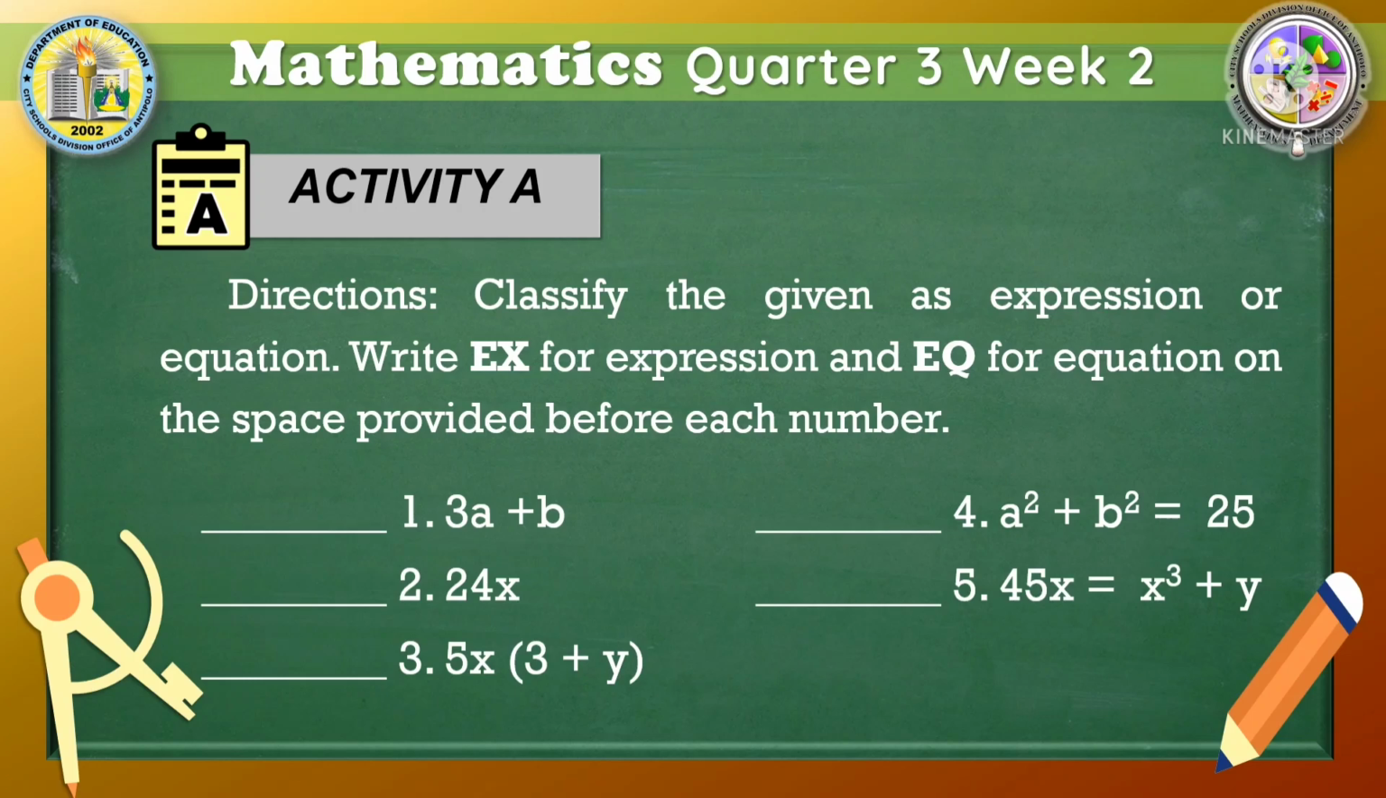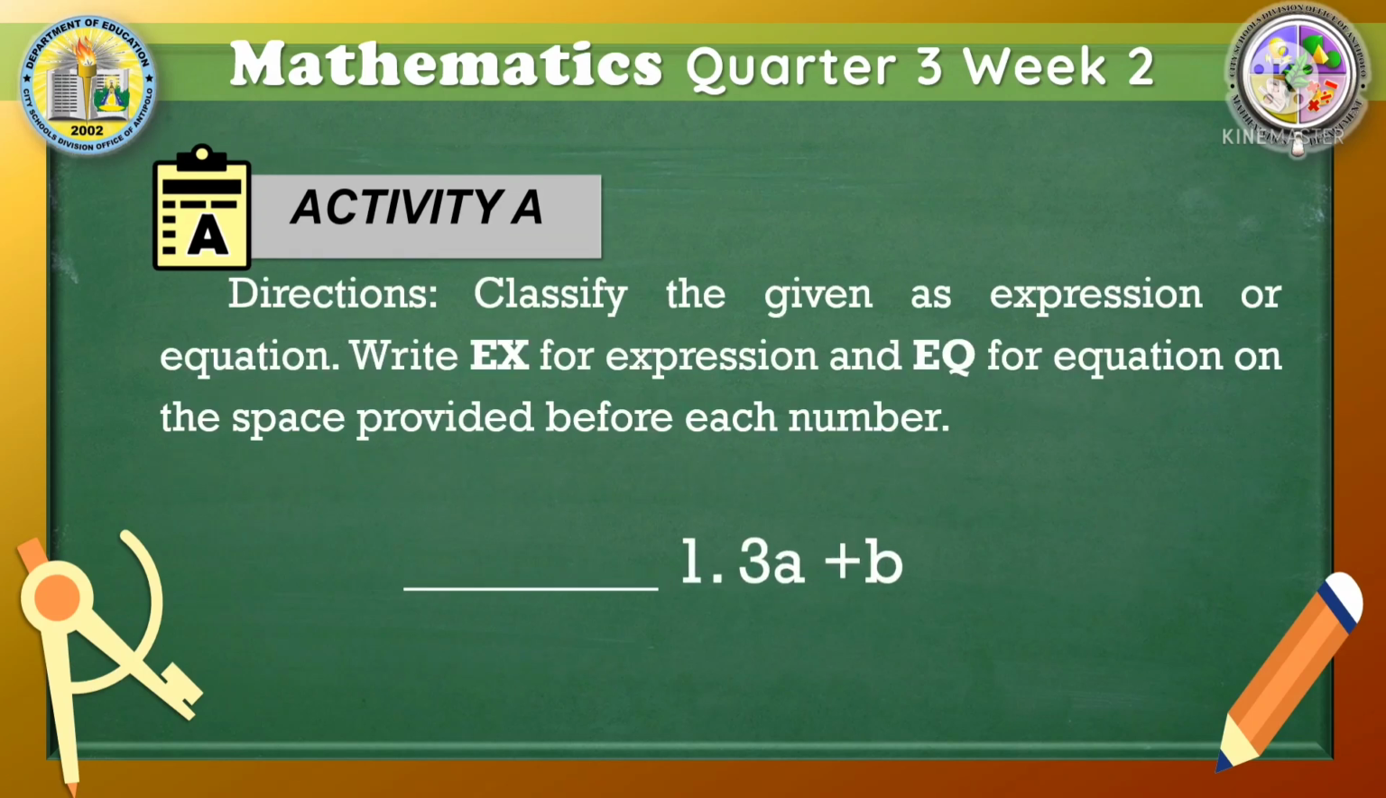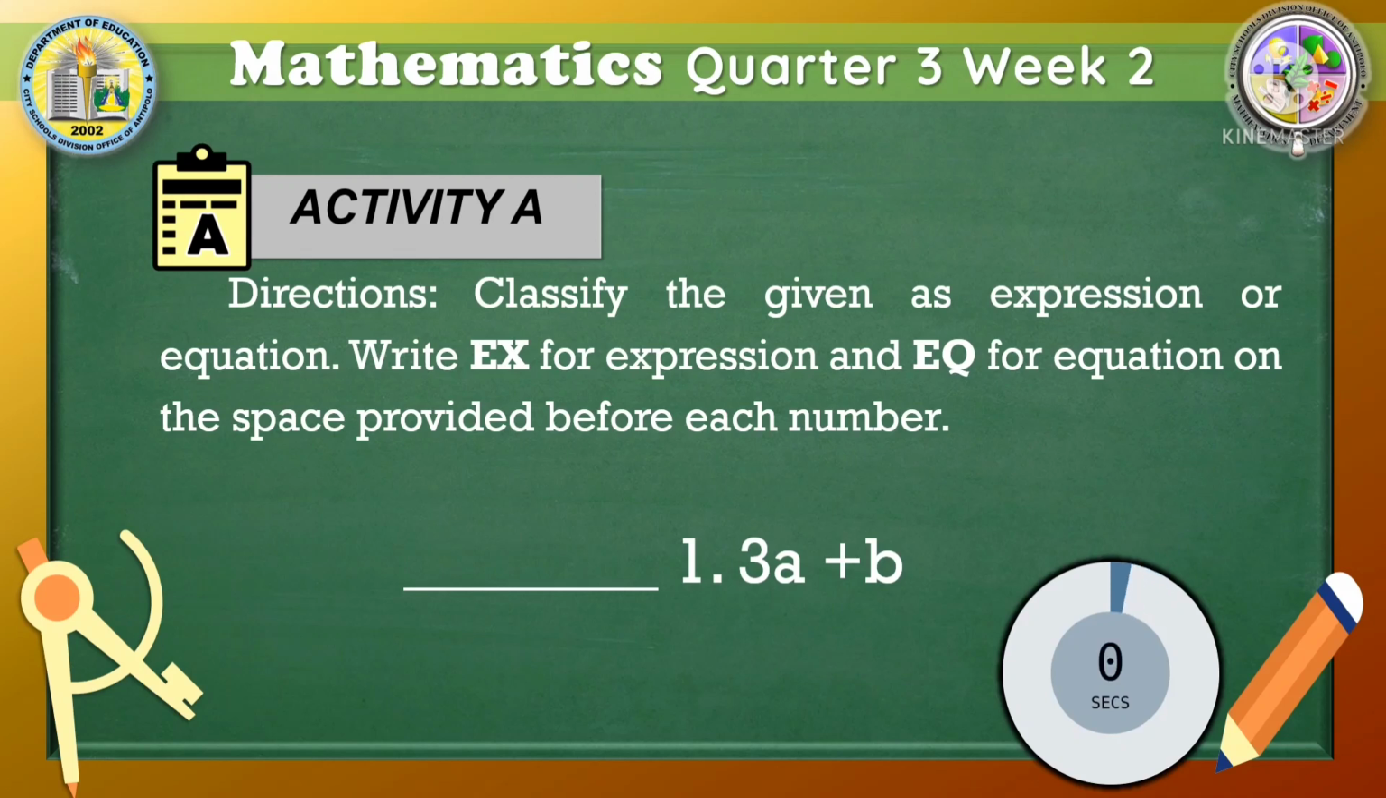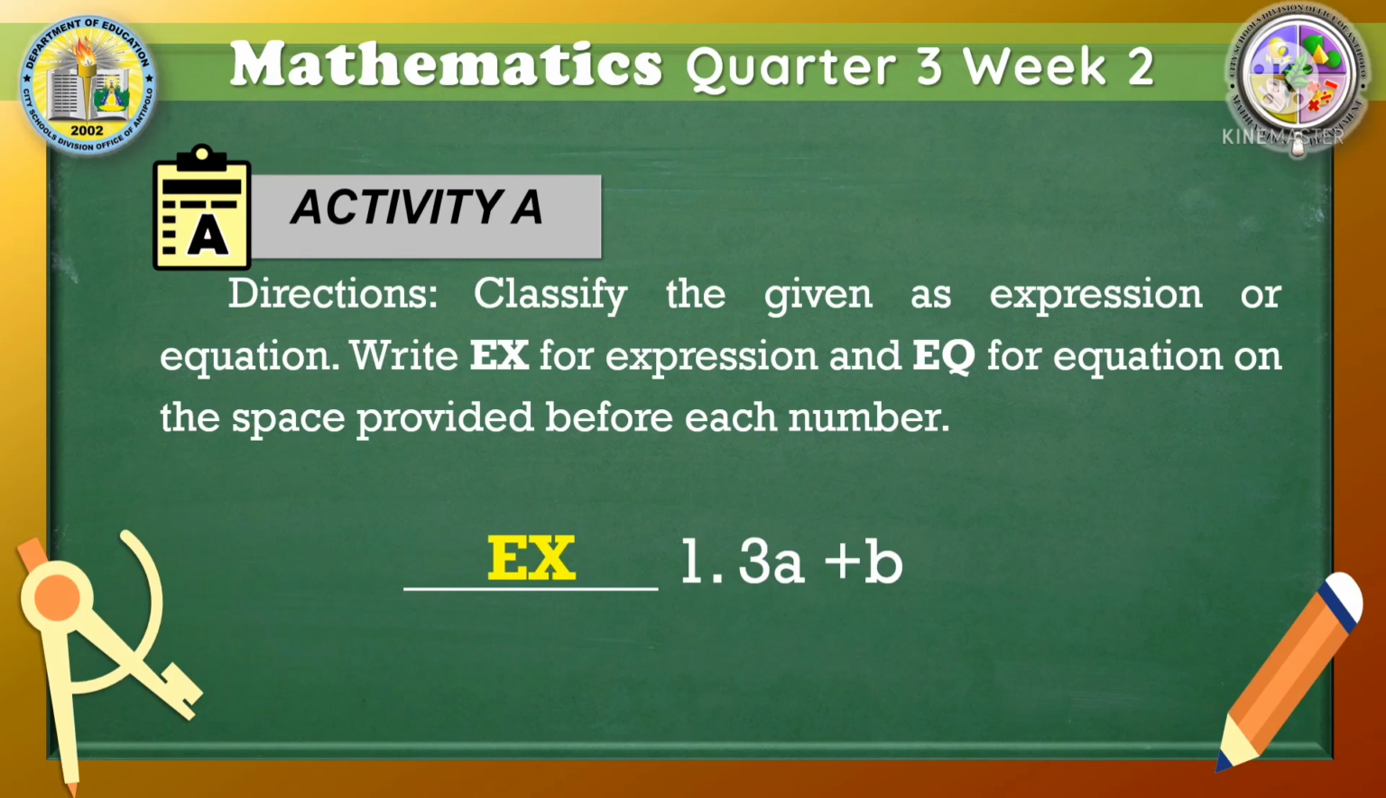The first given is 3a plus b. Is it an expression or an equation? Do I write EX or EQ? The correct answer is EX. The given has variable and constant. However, there is no is equal to symbol. Therefore, it is only an expression. Did you get it right? Great job!